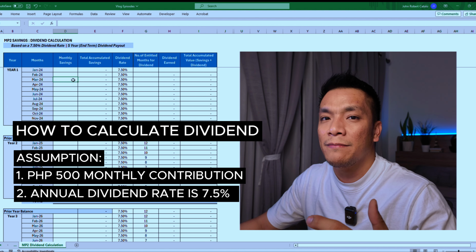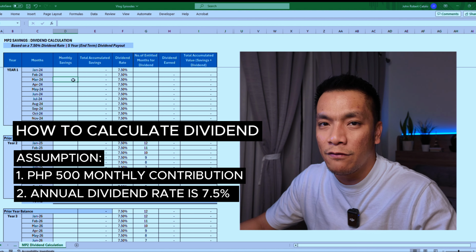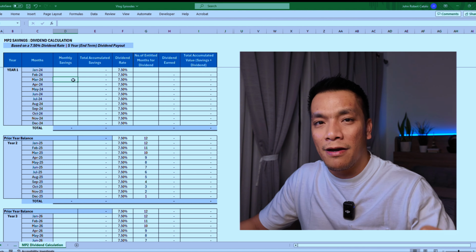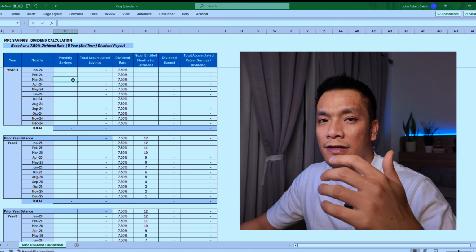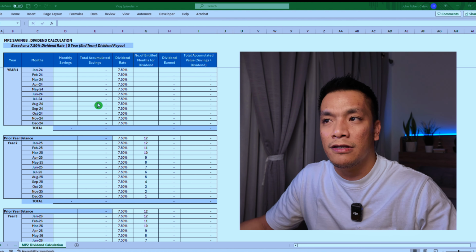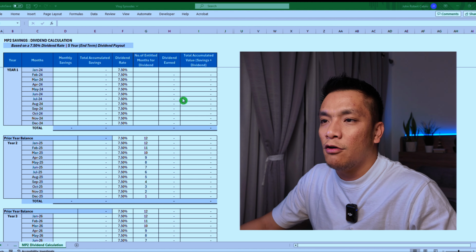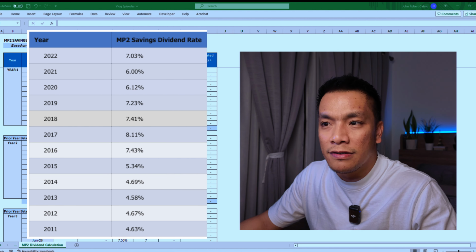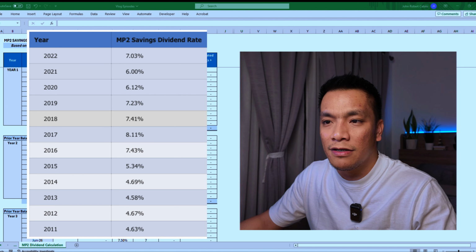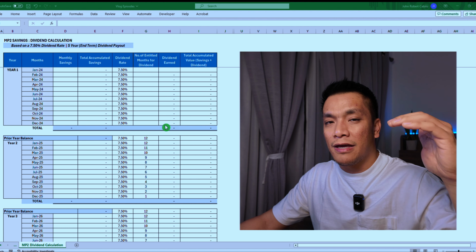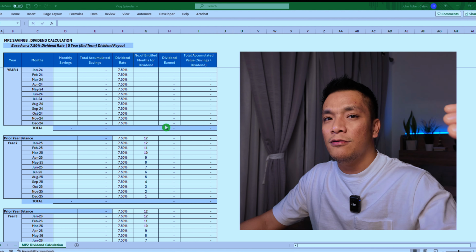Just a disclaimer, hindi po 7.5% ang dividend rate for the year 2024 at hindi rin po 7.5% ang dividend rate throughout the 5-year period. Nag-iiba-iba ang dividend rate depende kung magkano ang i-declare na Pag-IBIG, which is dependent sa kanilang financial performance. Just to give you an information, in the past years, the dividend rate of the year 2022 is 7.03%. On 2021, 6%. On 2020, 6.12%. On 2019, 7.23%. So, nag-iiba-iba ang dividend rate every year. And let's just hope na in the coming years ay pataas yung dividend rate para mataas din yung ating dividend earnings.